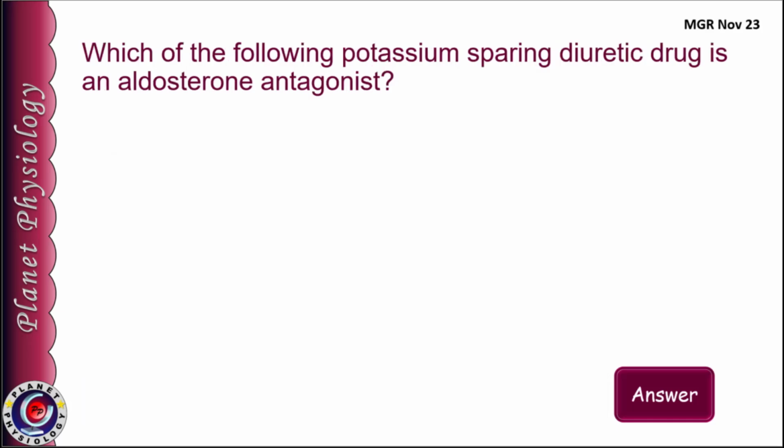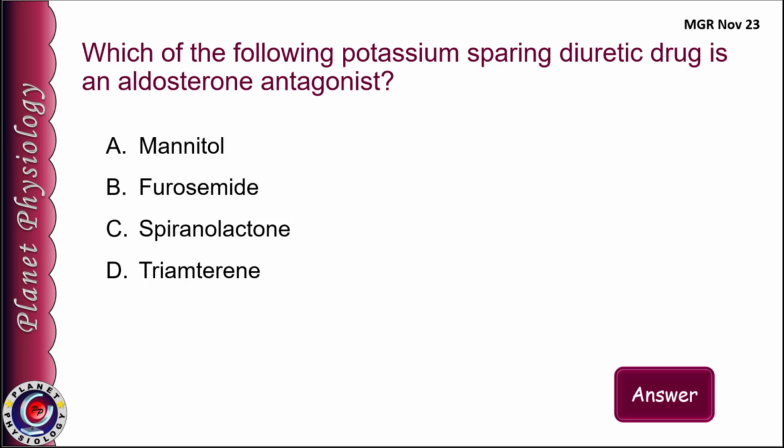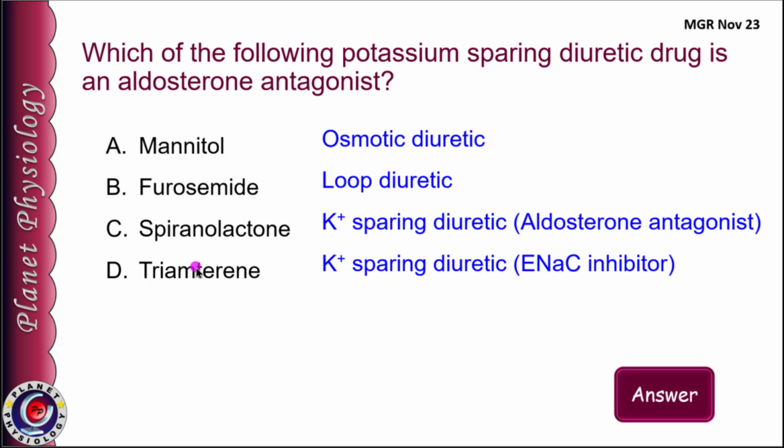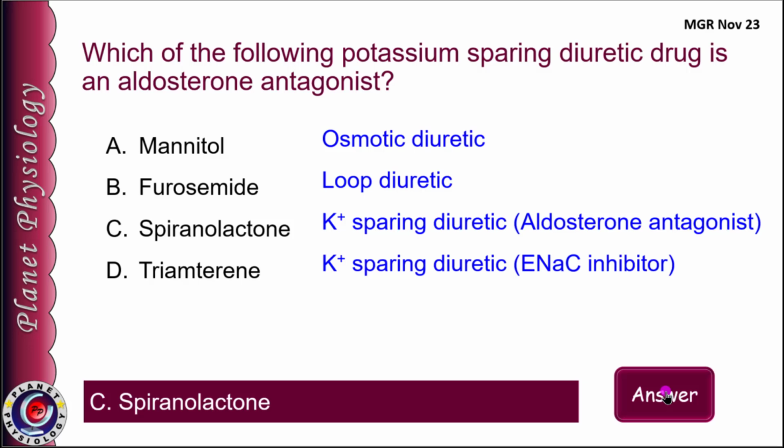Next question. Which of the following potassium sparing diuretic drug is an aldosterone antagonist? A. Mannitol, B. Furosemide, C. Spironolactone and D. Triamterene. As already discussed, mannitol is osmotic diuretic and furosemide is loop diuretic. So these two options are out of question. Both remaining drugs are potassium sparing diuretics. Out of this, spironolactone is aldosterone antagonist.